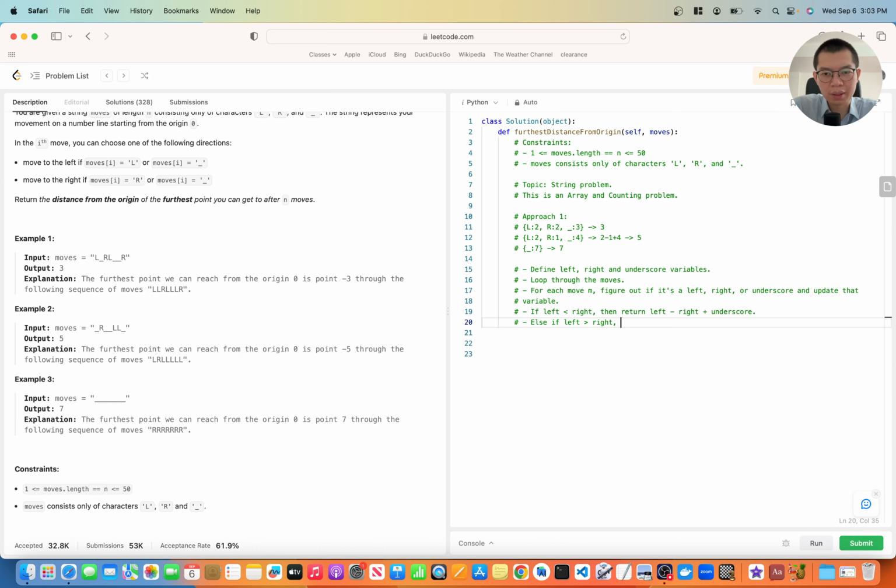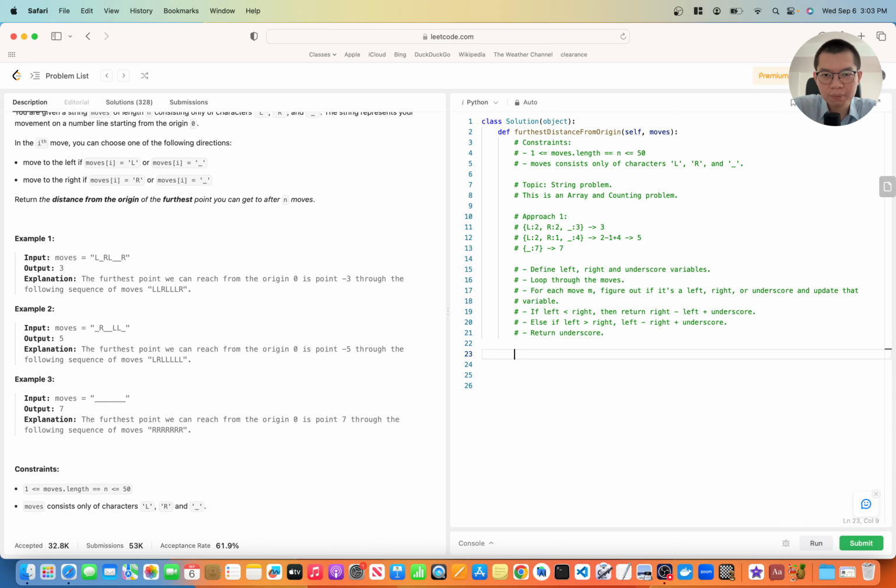Then you do, hang on, this logic is wrong. You want to do the max minus the min, right? So this would actually be right minus left plus underscore. This would be left minus right plus underscore, and then return. In all other cases, just return underscore. You know, I really think this is the answer.